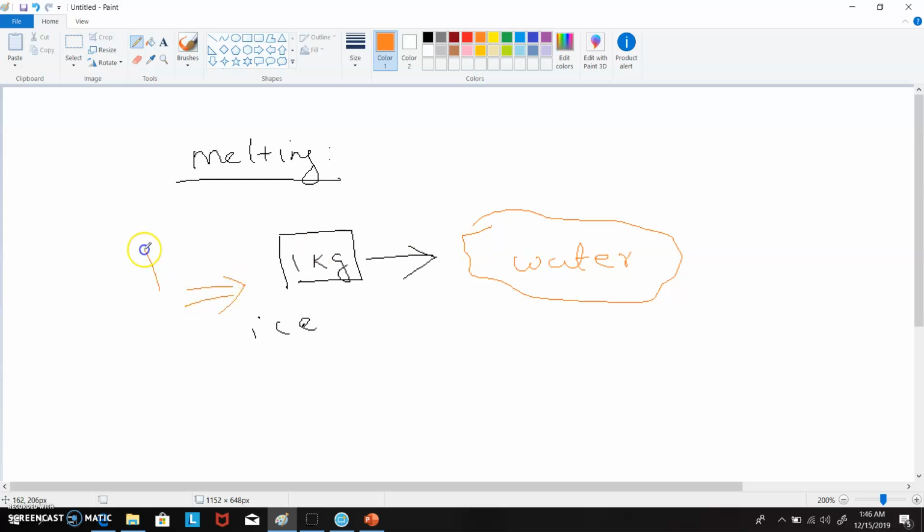I have to heat 1 kilogram of ice. So what happens? It changes its state. What is the initial temperature of the ice cube? It might be minus 20 degrees Celsius, minus 30 degrees Celsius, whatever. So when you heat it, the temperature increases and finally it becomes 0 degrees Celsius solid.